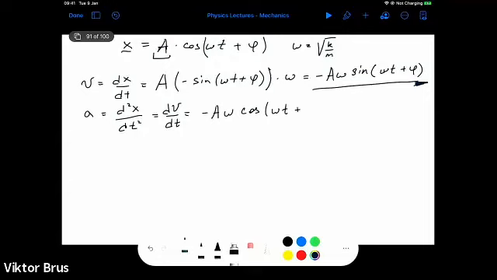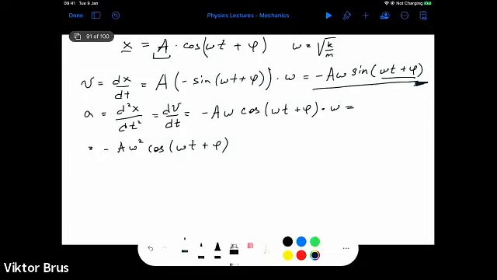Omega t plus phi, and again times omega. It's the derivative of this argument over t. So we end up with minus a omega squared cosine omega t plus phi. Okay, so this is our acceleration.